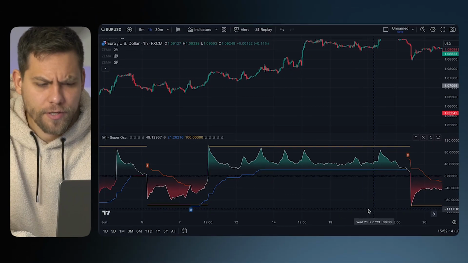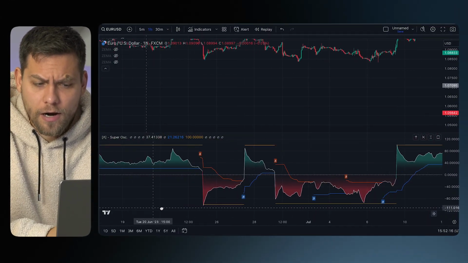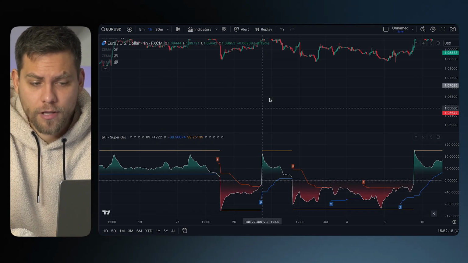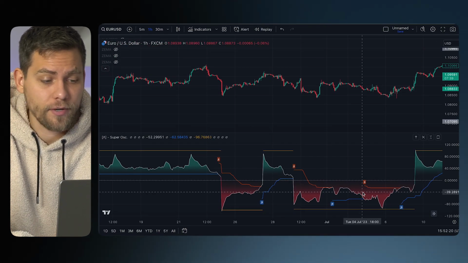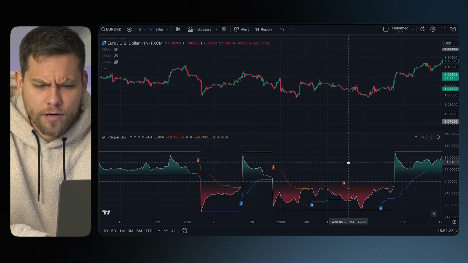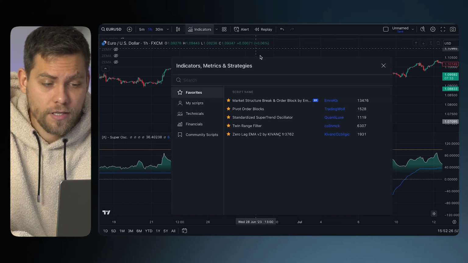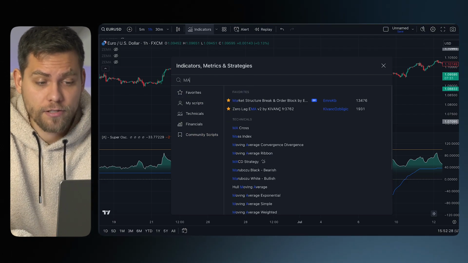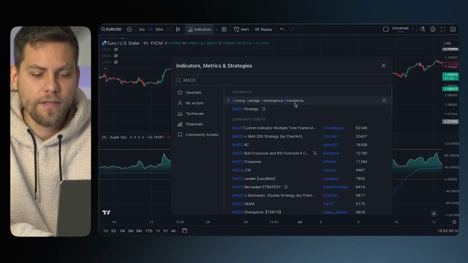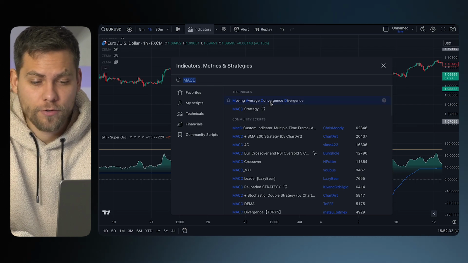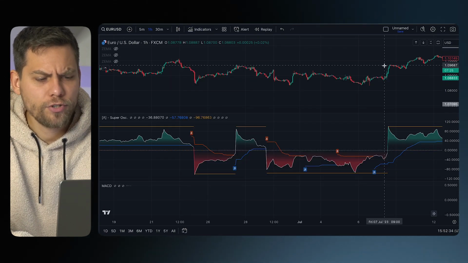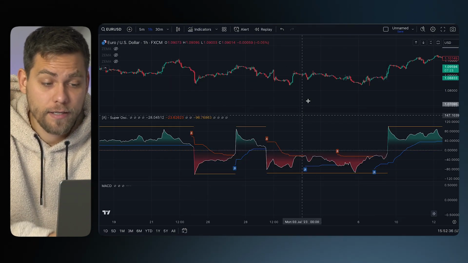Alright, now let me teach you a trading strategy based on this indicator. As you can see, some of the signals are very good, and we have large movements in the price after them. But some others are not good, and we need to filter them. For this purpose, here we click on the indicators and search for MACD. This one, Moving Average Convergence Divergence. We need to change the settings of the MACD indicator here.